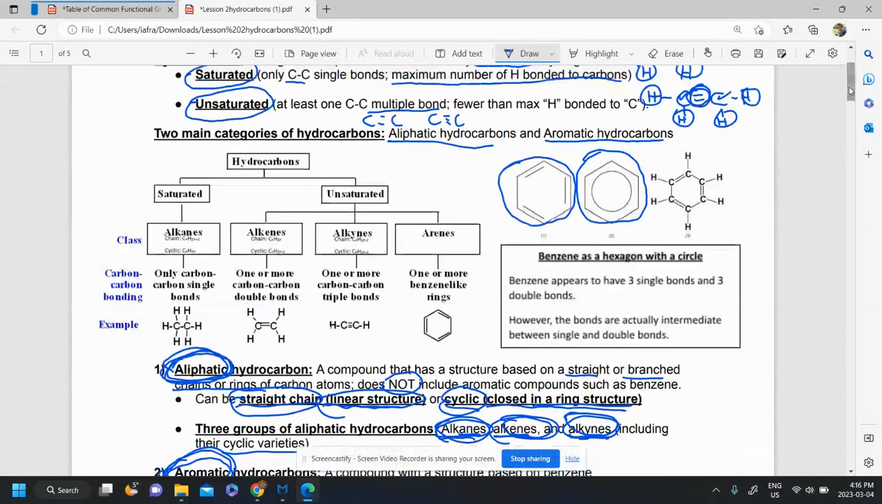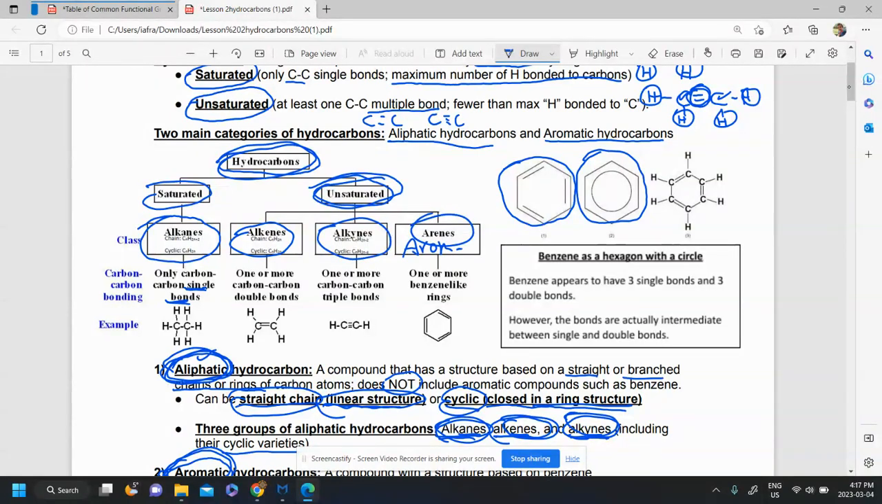So let's take a look at this little chart over here. Here we have hydrocarbons. And as I mentioned, hydrocarbons can be saturated or unsaturated. The saturated hydrocarbons are actually your alkanes. So your alkanes are the hydrocarbons that are aliphatic and only contain single bonds. Now, your hydrocarbons that are unsaturated are your alkenes, alkynes, and arenes, also known as aromatics.